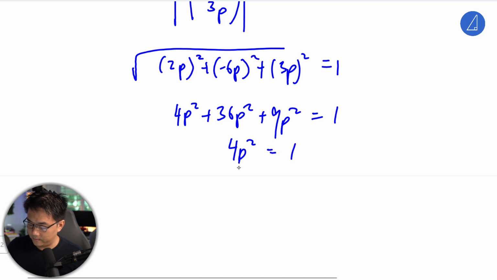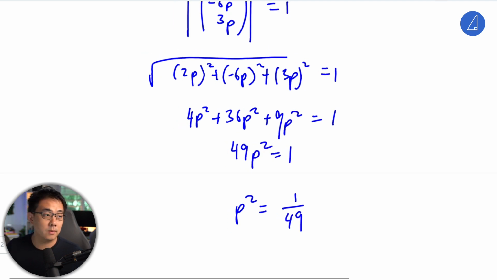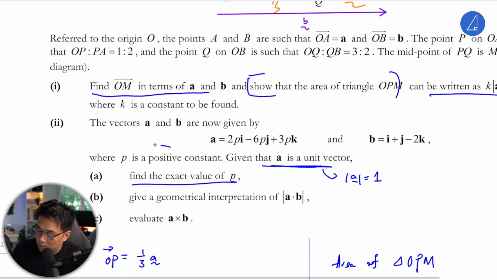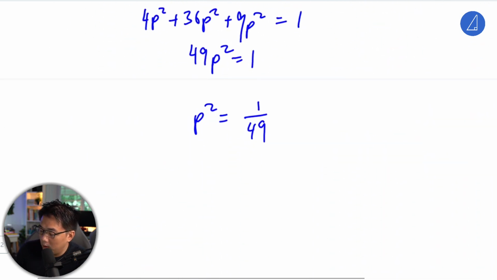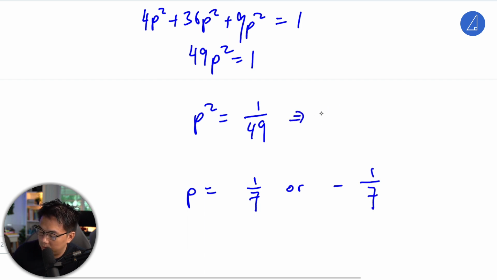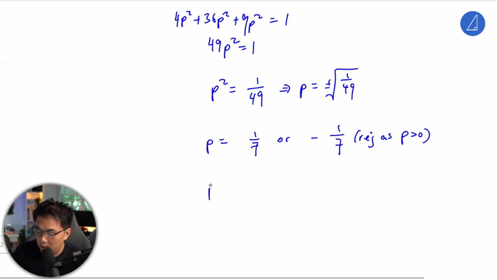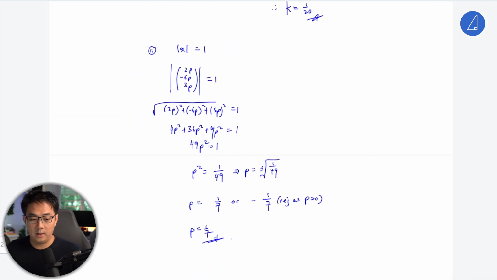So 49p² equals 1, so p² is 1 over 49. Great, so this is p². P is a positive constant. Okay, great. Because I got two values here, it's good that this gives us that p is a positive constant. So p is equal to 1 over 7 or negative 1 over 7, taking the square root. So reject, as p is a positive constant, so essentially p is equal to 1 over 7. Okay, exact value of p.